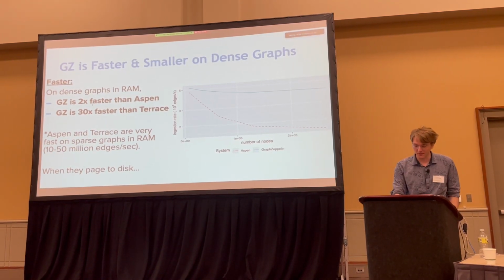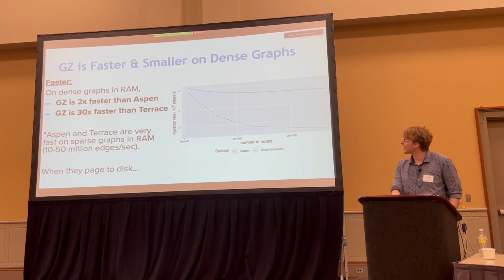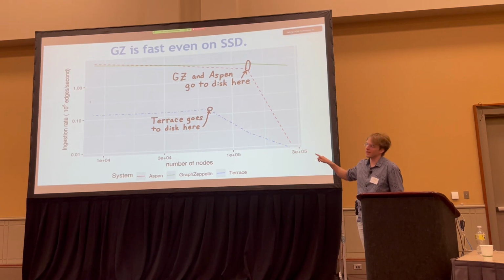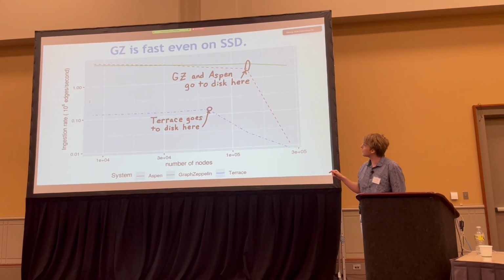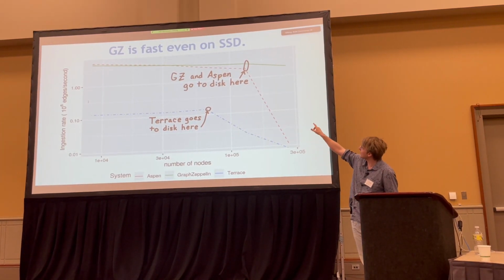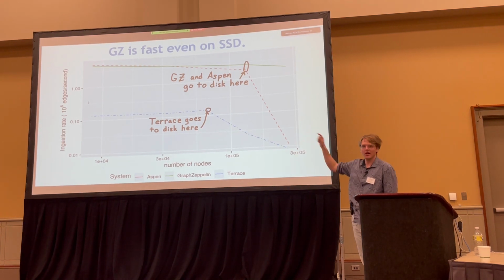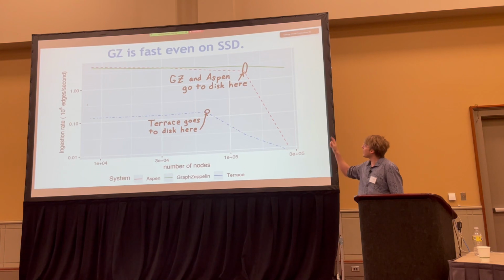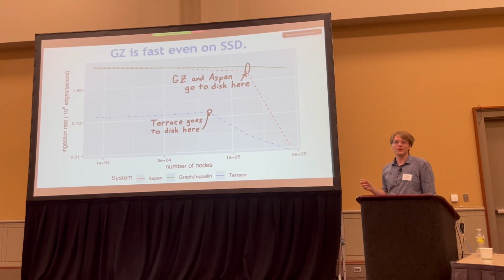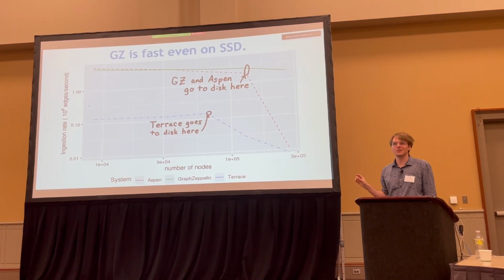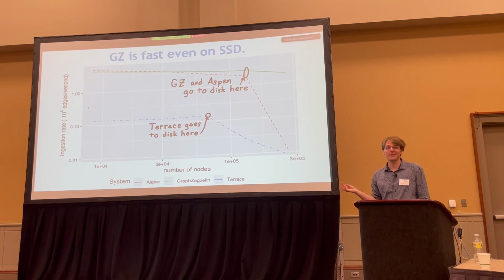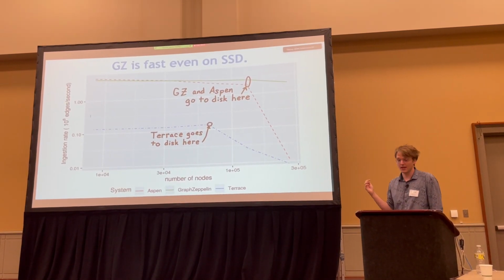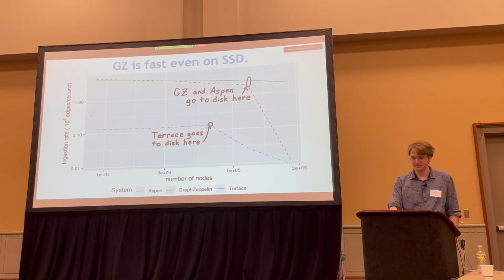And then when all of these systems keep their data structures on disk rather than in RAM, we see these circled points where the respective systems went to disk. We see that for Aspen and Terrace, these are the two dotted lines, at the points where they go to disk, their ingestion rate drops drastically. This is a log scale graph. And GraphZeppelin only takes a minor hit to performance at that point. And again, this isn't a dig on these other systems. They're not designed for out-of-core computation. That's the sort of thing that you have to do to really compute at scale. And so it shows that GraphZeppelin is more robust in that setting.